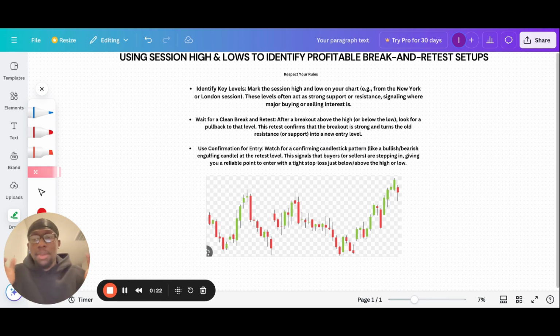And you're gonna wait for some type of confirmation of these entries. You're gonna watch for that confirming candlestick pattern, right? It could be bullish, it could be bearish, and we're gonna get into that. First and foremost, identify your key levels.